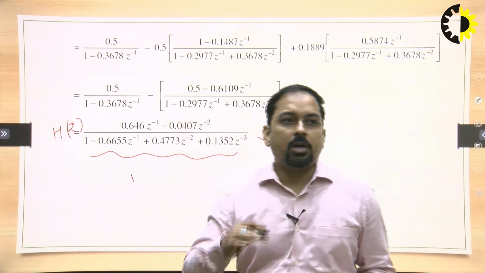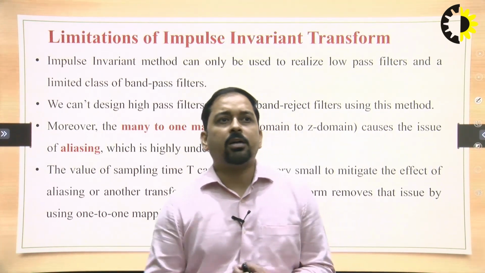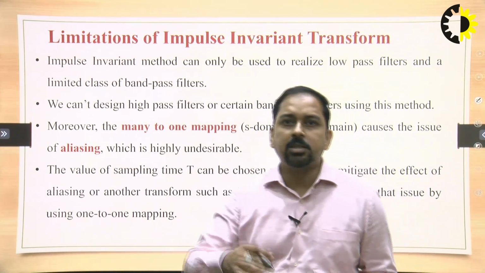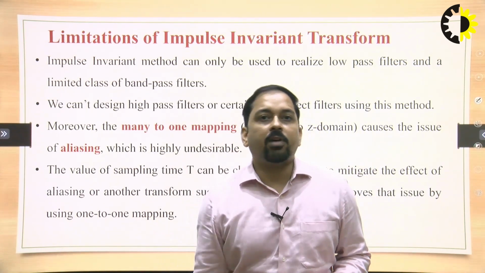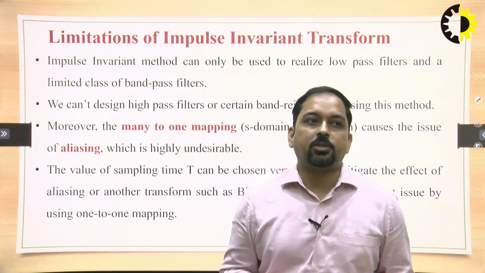So now in the next class, we'll see what are the limitations of impulse invariance, and we're going to start with our new transformation technique, which is called bilinear transformation.